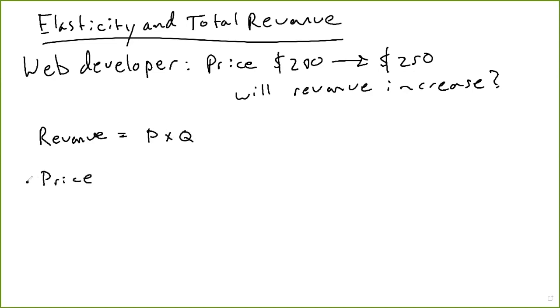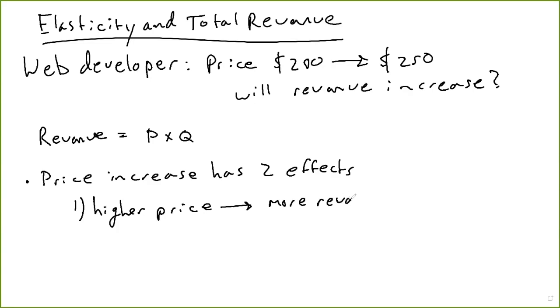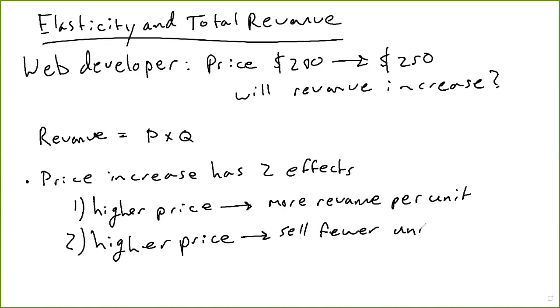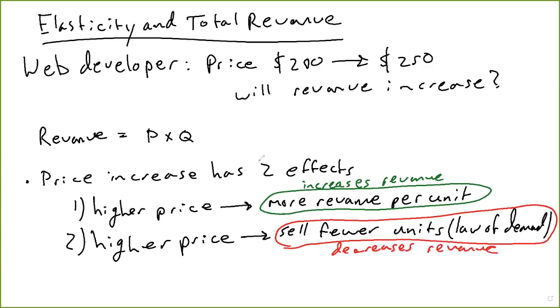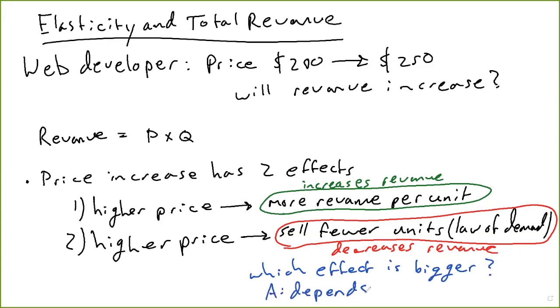And so to answer this question, first we need to recognize that a price increase has two effects. So first, a higher price means more revenue per unit. So when price rises to 250, each website generates $250 versus 200 before. The second effect, though, means that you're going to sell fewer units because of the law of demand. So the first effect increases revenue, but the second effect decreases revenue. So what we want to know is which effect is bigger. The answer to that is it depends on the elasticity.